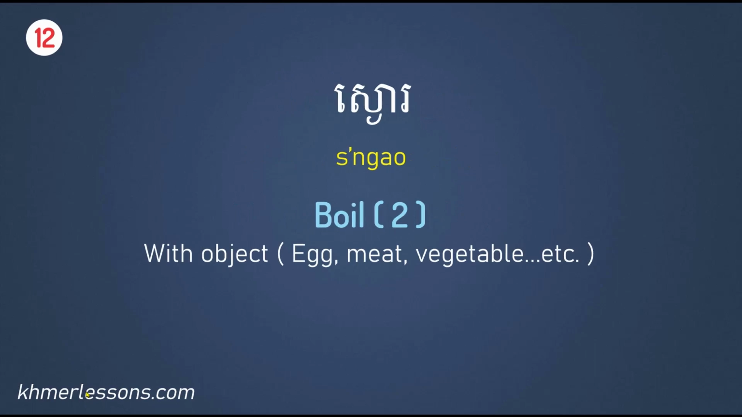And the second meaning is with an object, and the object refers to egg, meat, vegetable, any food that you would like to boil. When you would like to boil something like this we say ngao. You use ng, and it is a difficult pronunciation for most foreigners, ng, ngao.